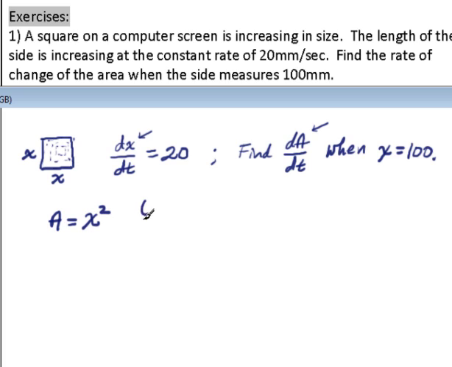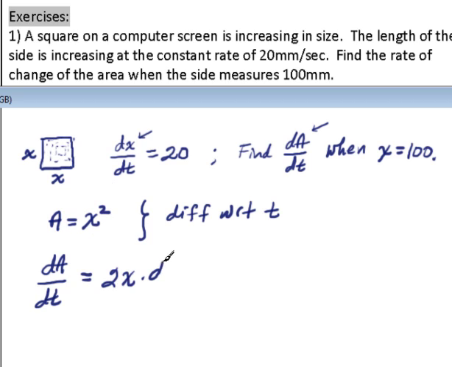And now we want an equation that relates dA/dt and dx/dt, because we want an equation with dA/dt in it. We want to find dA/dt when x is equal to 100. So we want to differentiate with respect to t. Okay, so let's do that. So we have dA/dt is equal to, and here we're going to do a little bit of a chain rule, 2x times dx/dt.